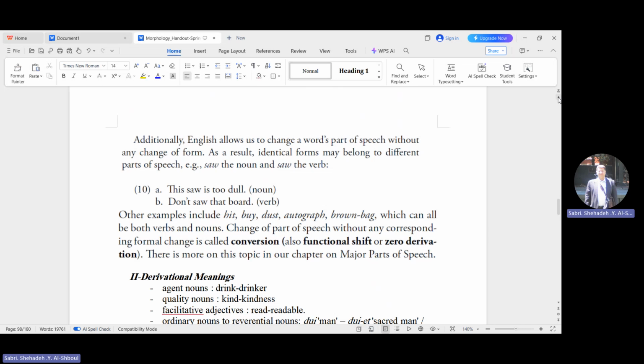Actually, the word saw as a noun and the word saw as a verb does not make any problem regarding the internal change of the word. And here in the case at hand, there is no change.